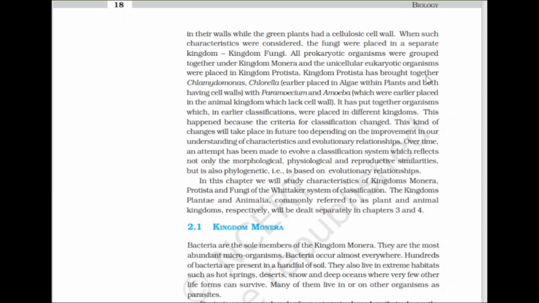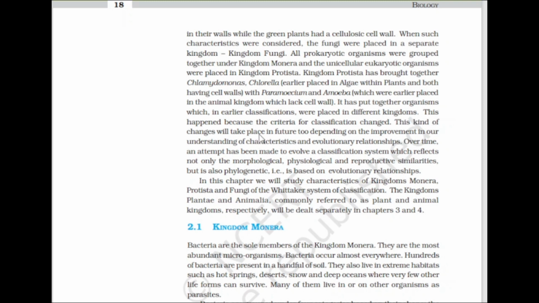Kingdom Protista has brought together Chlamydomonas and Chlorella, which were earlier placed in algae within plants and both having cell walls, with Paramecium and Amoeba, which were earlier placed in the animal kingdom and lack a cell wall. It has put together organisms which in the earlier classification were placed in different kingdoms. This happened because the criteria for classification changed. At that time, based on the cell wall, they differentiated the organisms into different kingdoms.